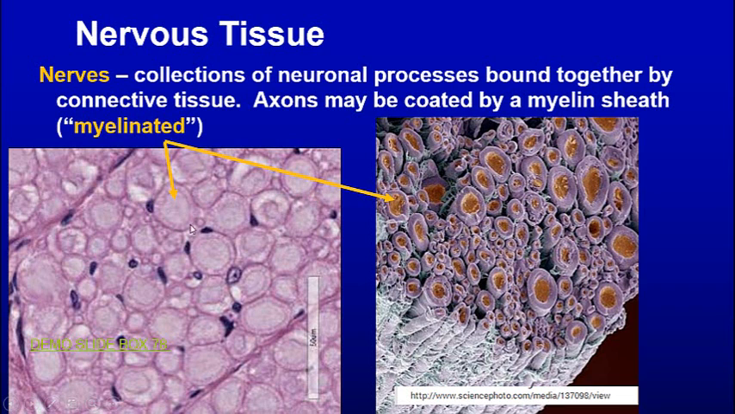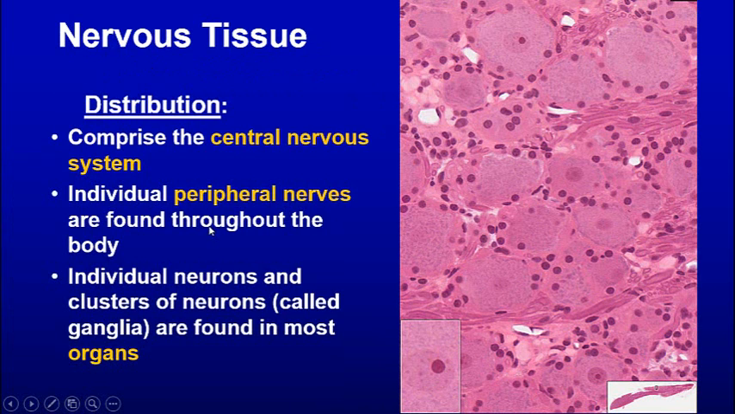We call that connective tissue endoneurium as opposed to a perineurium. That would be a heavier band that we see. So you have those in the central nervous system. You also have peripheral nerves. And here we see a peripheral nerve.